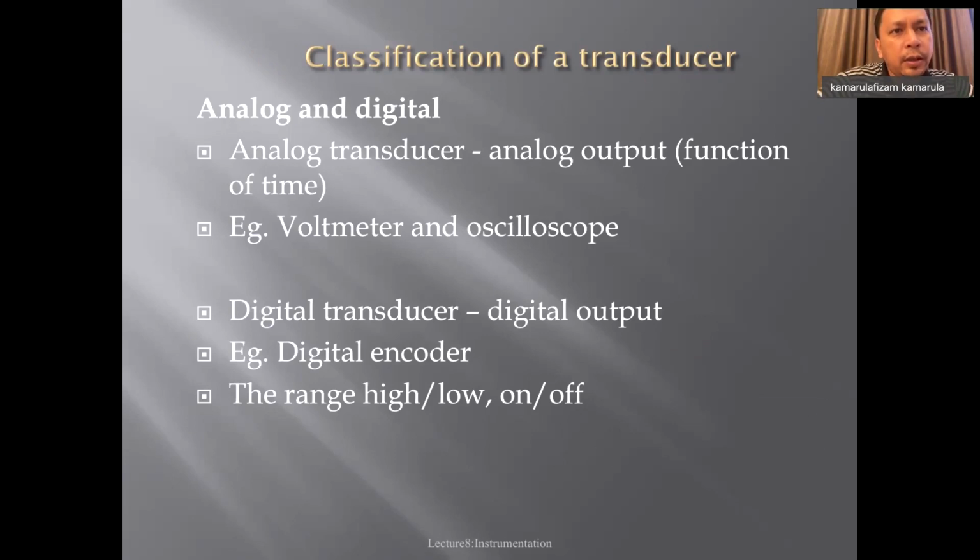For the analog transducer, you can see the voltmeter when you put the probe on the thing that you want to measure. Basically, you will be observing the needle of the voltmeter, or the signal in the oscilloscope, moving. So those are basically analog kind of information.